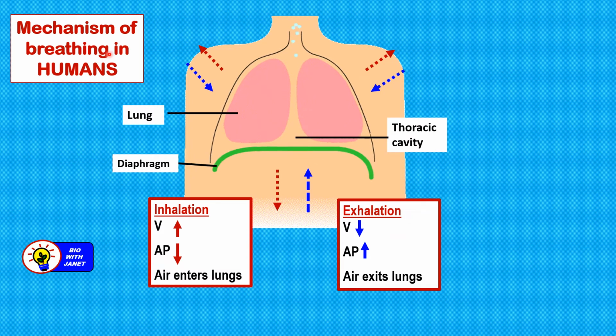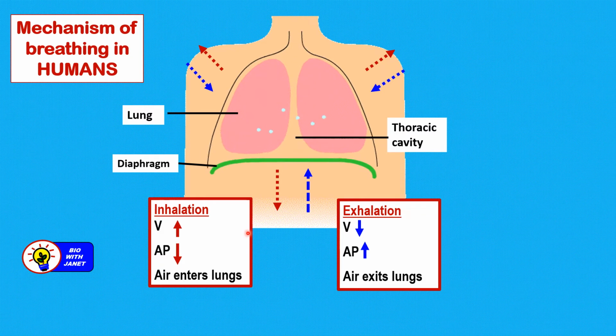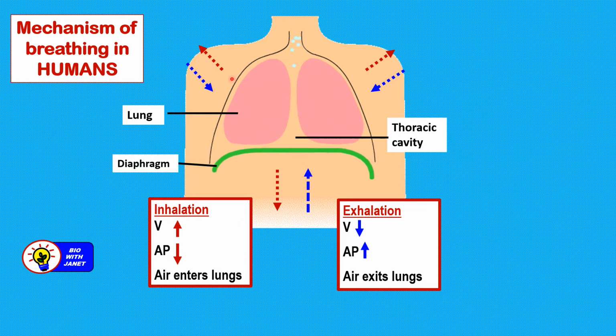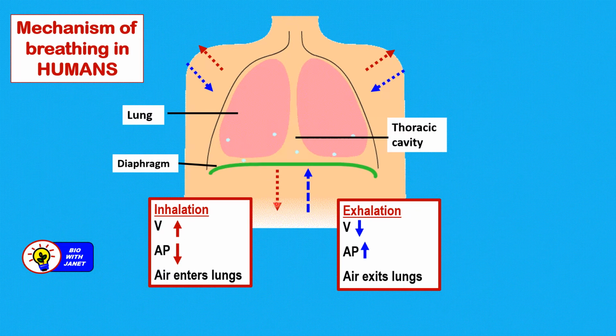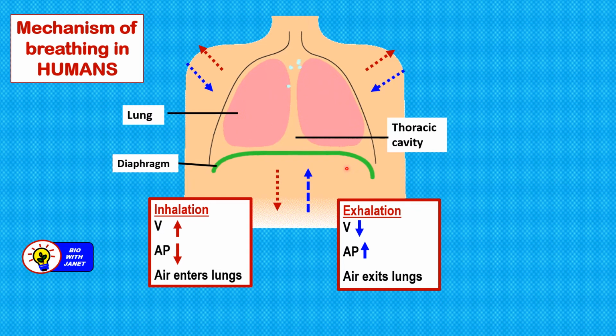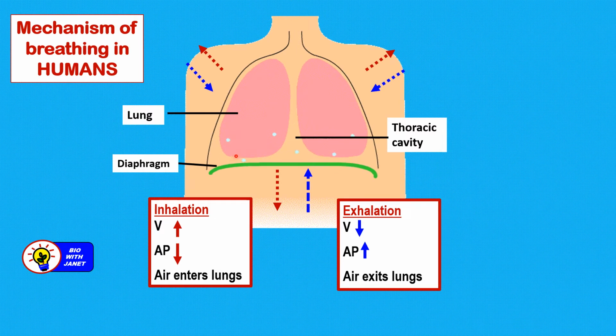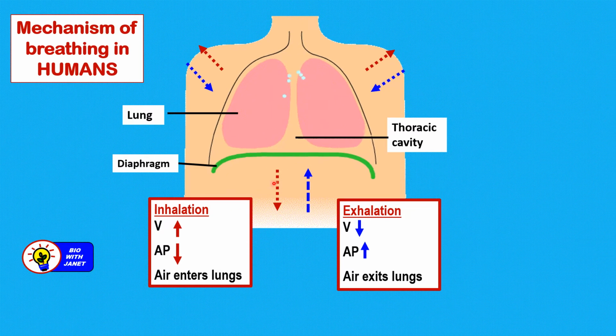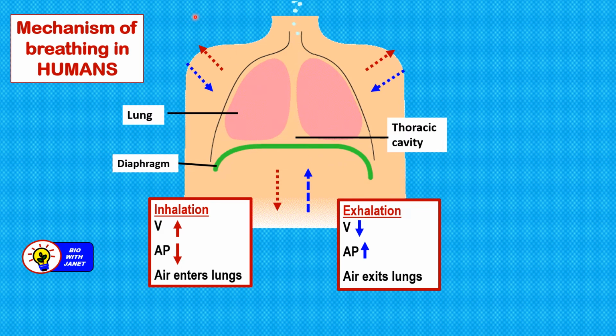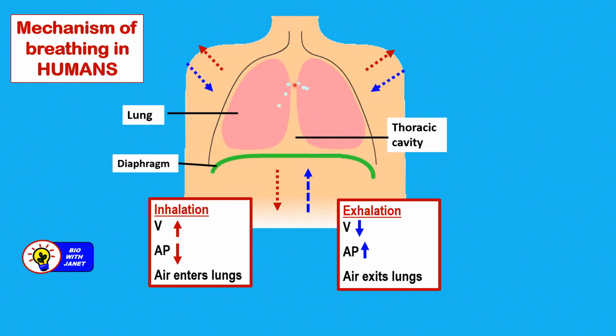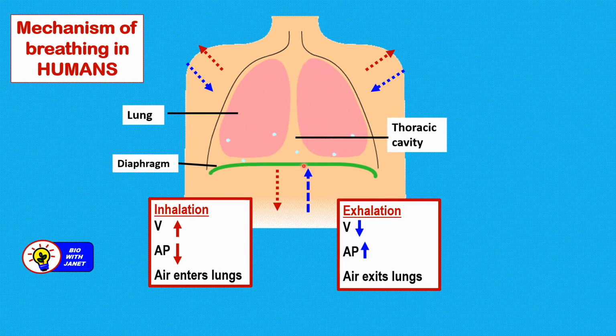So in conclusion, in the mechanism of breathing in humans, we can say that during inhalation, the volume of the thoracic cavity is increased, as shown by the red arrows here. And especially in this picture, we see the diaphragm contracting. The diaphragm muscles contract so that the diaphragm is pulled downwards and flattened, right? So this increases the volume of the thoracic cavity so that the air pressure inside this thoracic cavity decreases. Then air will enter the lungs from the atmosphere outside, as the atmospheric pressure will then be higher than the pressure in the thoracic cavity.